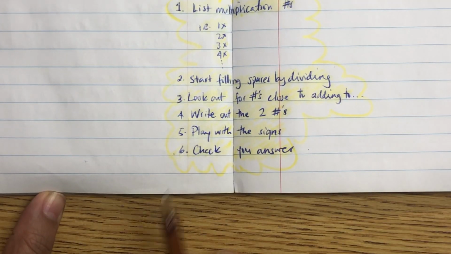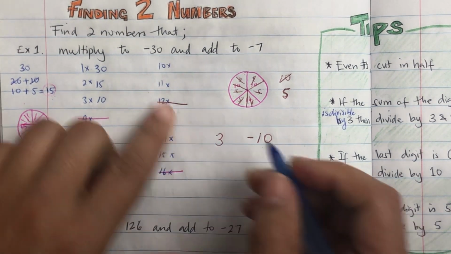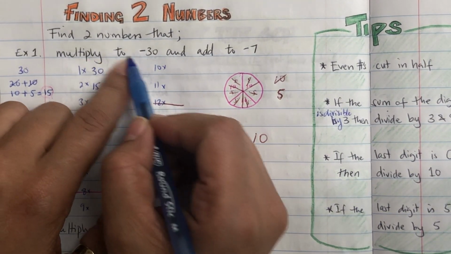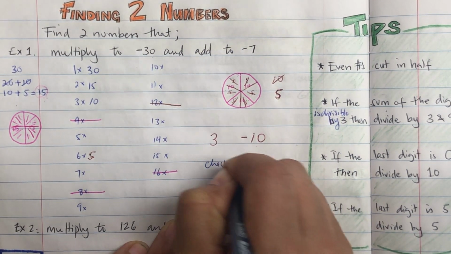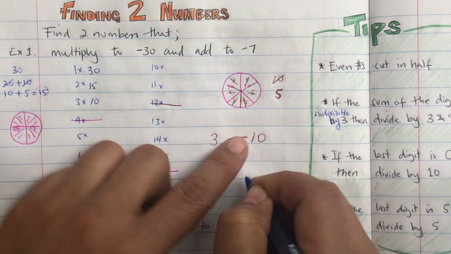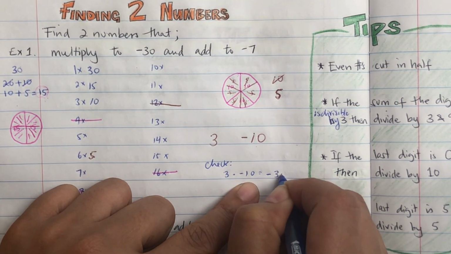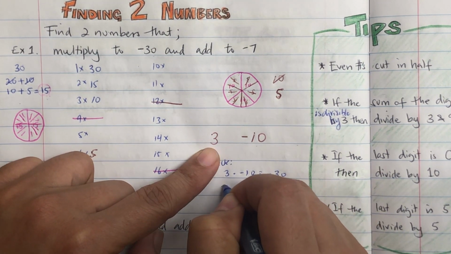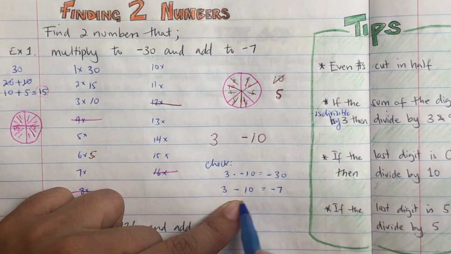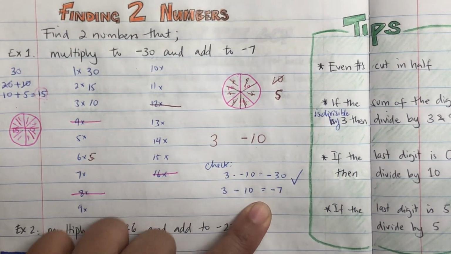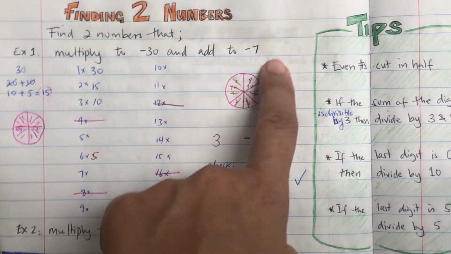Now, you're going to check your answer every time because sometimes it won't work. Okay, so I'm going to check my answer. So do these two numbers multiply to -30 and add to -7? So 3, this is my check. 3 times -10 is equal, positive times a negative is a negative, 3 times 10 is 30. And then 3 minus 10, negatives are going to win by 7. Do they add to -7? They do. So these are the two numbers that multiply to -30 and add to -7.